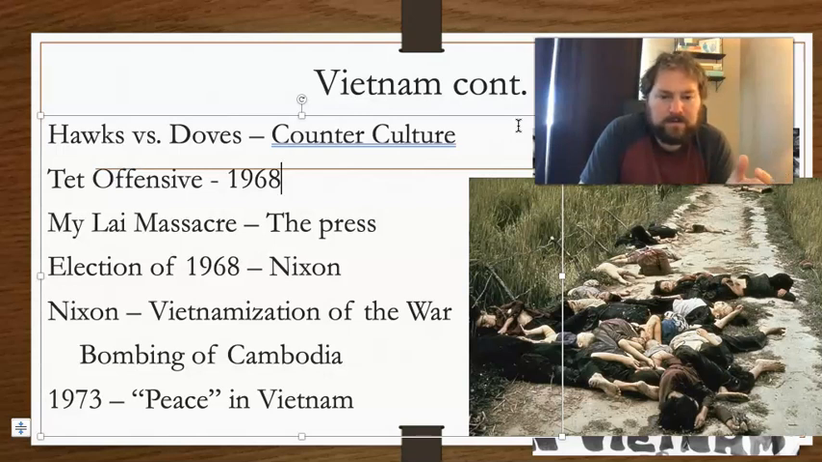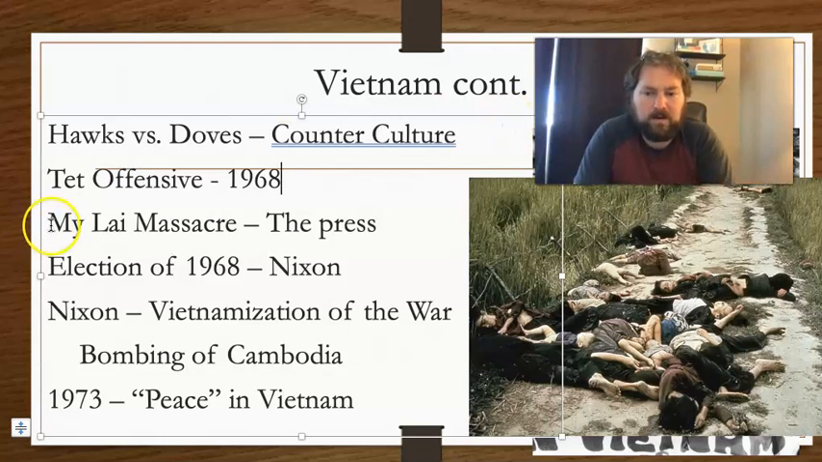There are events, and this line here is the My Lai massacre. That's what this picture is of. There are instances like this where American troops, thinking that they're attacking the Vietnamese, wind up killing civilians.